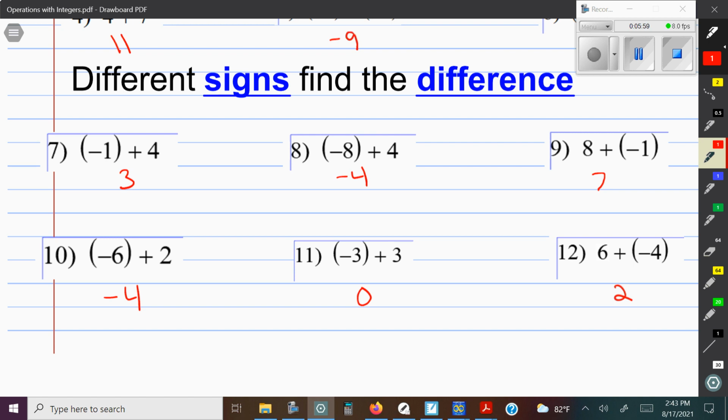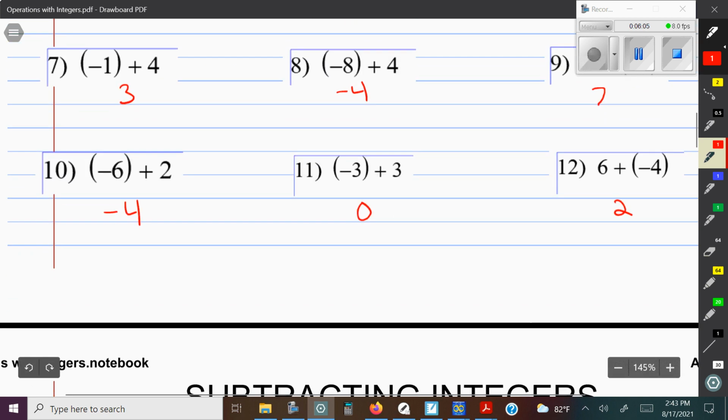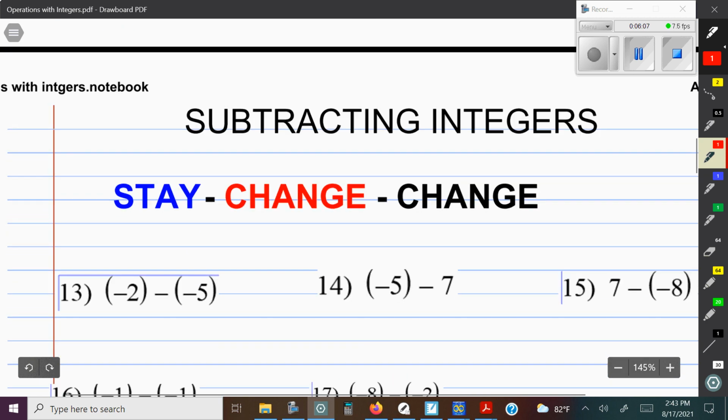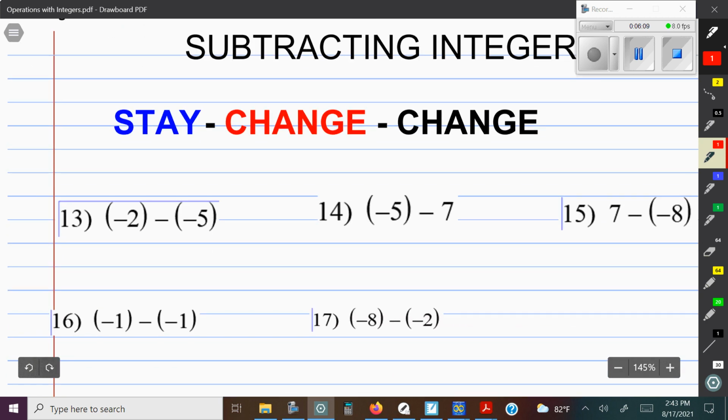All right, so that is addition. But what do you do if you have subtraction here? So let's take a look at that. Okay, so on a new page, you can write subtracting integers. If you got plenty of space, you can write subtracting integers and then keep going. But you can put this on a new page here, subtracting integers.